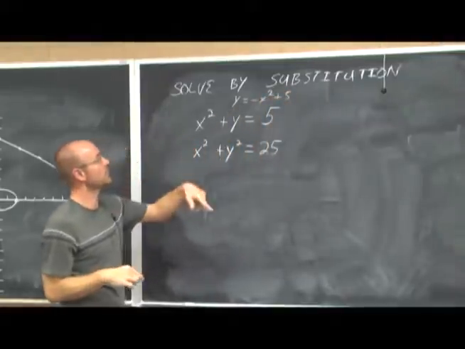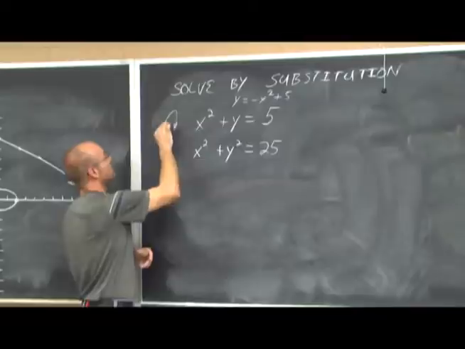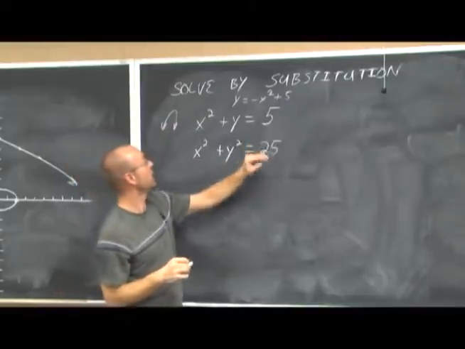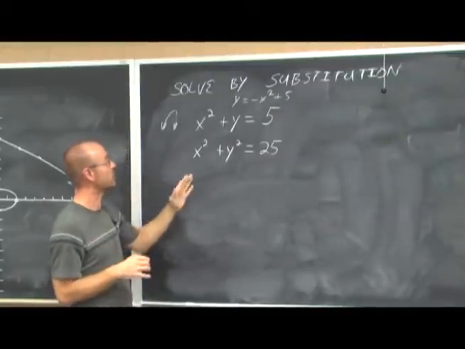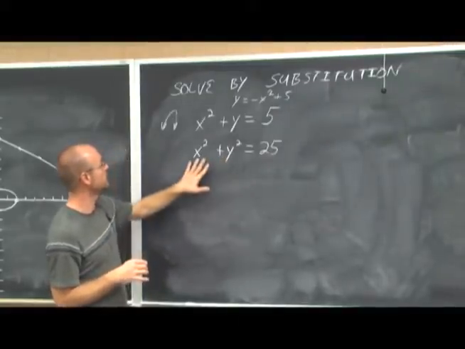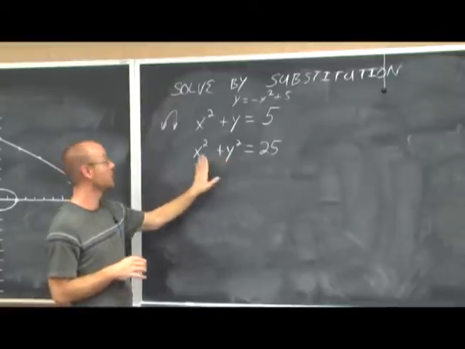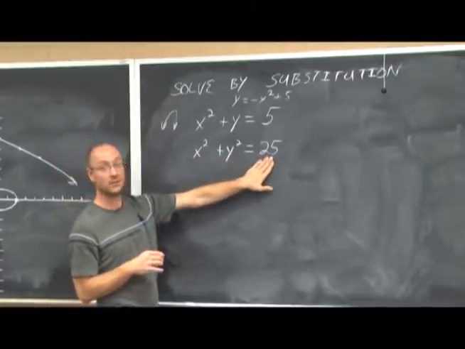I could put this in the standard form, and I'll just sketch that real quick right here. y equals negative x squared. That's a parabola that opens down. All right? And I can tell h is 0 and k is 5, so I'm ready to graph that. If I look at this, I can say, all right, well, this is a circle centered at the origin with a radius of 5.